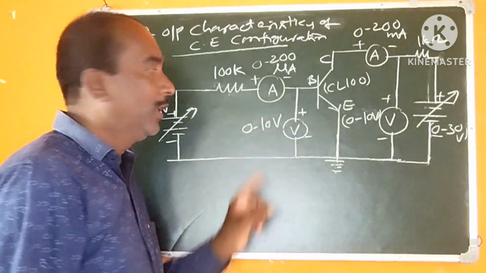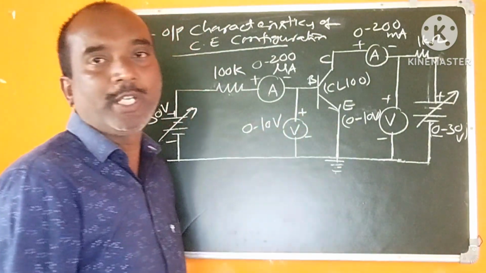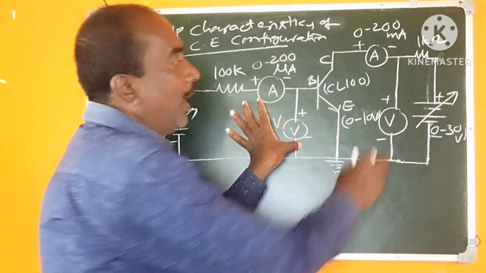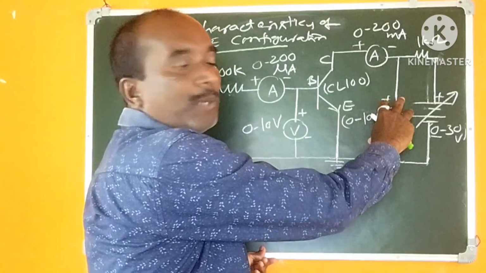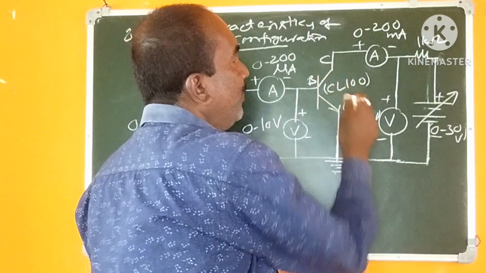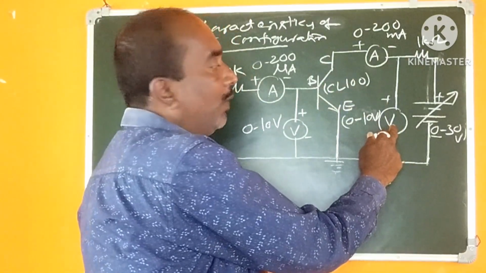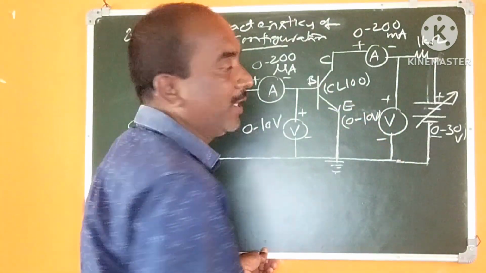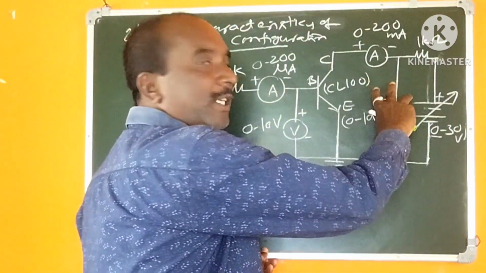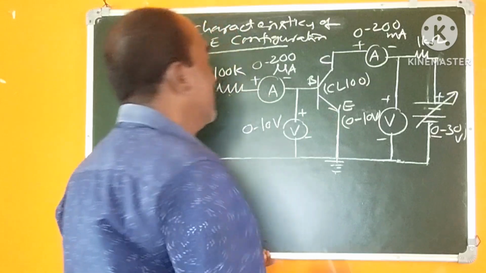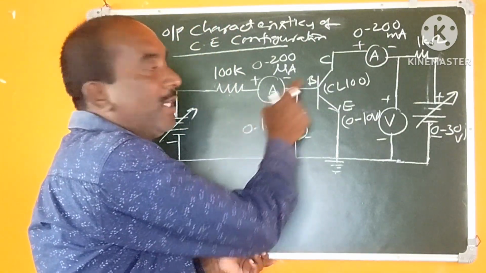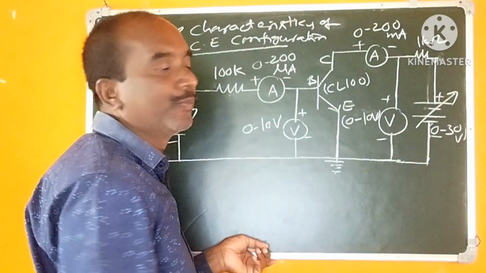In order to find the input characteristics, the output voltage VC is to be maintained constant. And in order to find the output characteristics, the input base current is to be maintained constant.